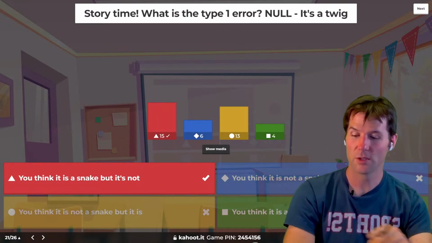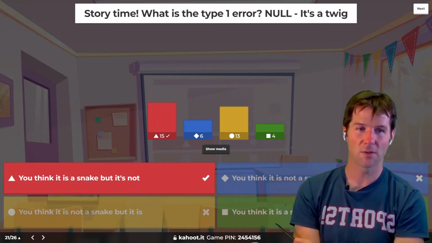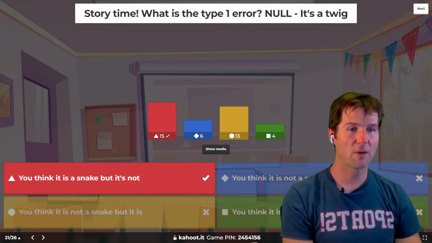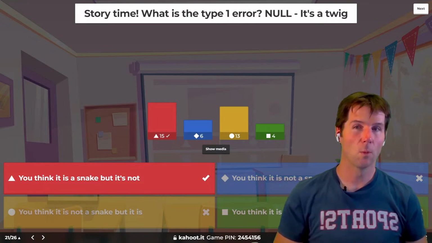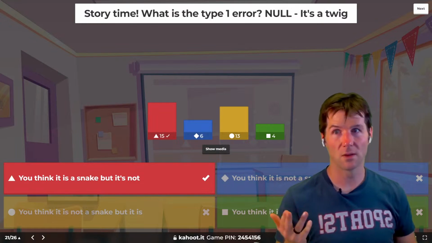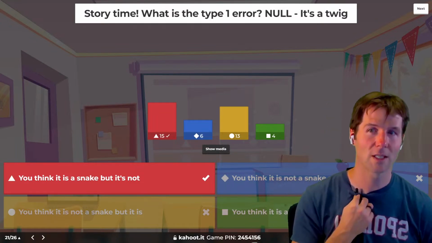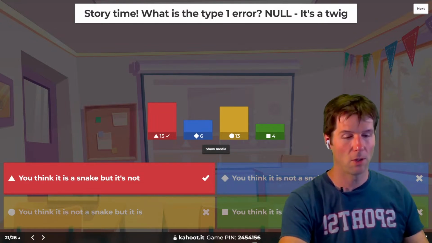So this one was, you think it's a snake, but it's not. It's a false positive. The complement of beta, 1 minus beta, is power. Great job right there. And great question, Caroline. 1 minus beta is power. That is the ability to correctly reject the false null.